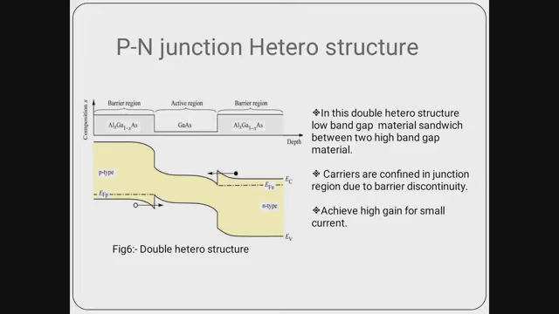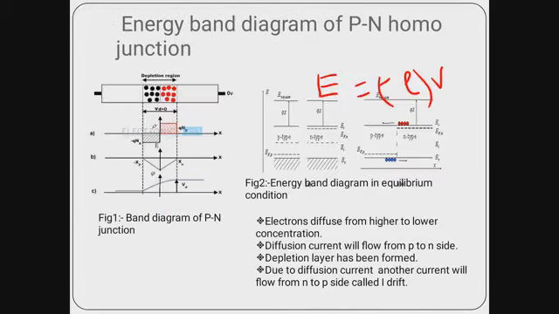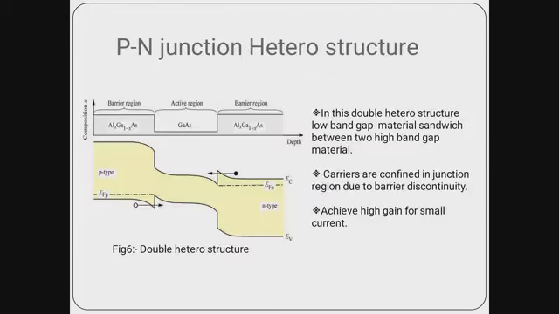So what is heterostructure and how does it differ from the homostructure? In case of homostructure, we have seen that we used the same kind of semiconductor material, and their band gap, which is Eg, is also the same. But in case of heterostructure, we have chosen compound material.